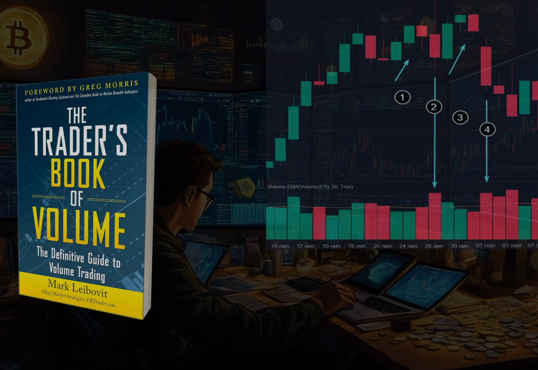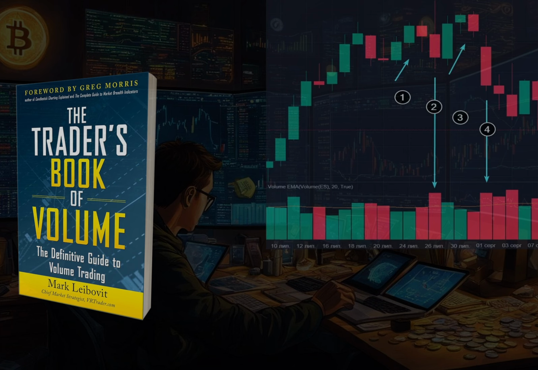Here's a quick outline of the first 7 chapters. Chapter 1. The Role of Volume. Why volume is the most important yet often overlooked indicator in trading. Chapter 2. History of Volume Analysis. A look back at the evolution of volume studies and key contributors. Chapter 3. Principles of Volume Interpretation. Core rules and patterns that guide volume analysis.